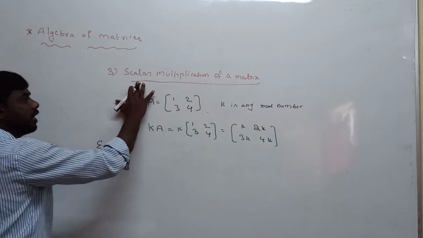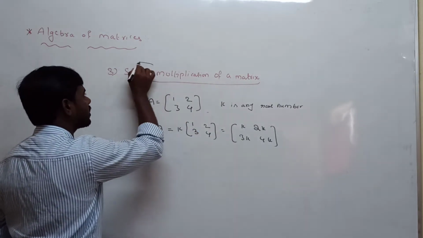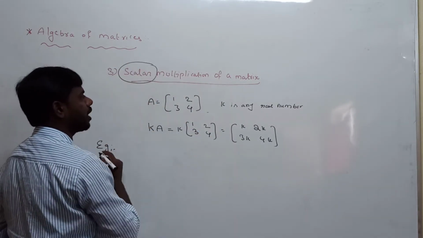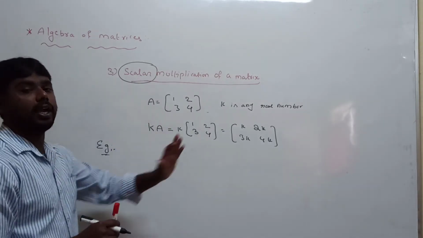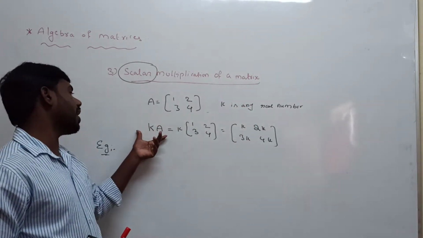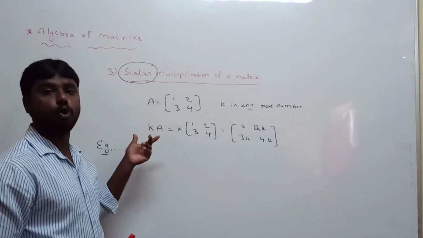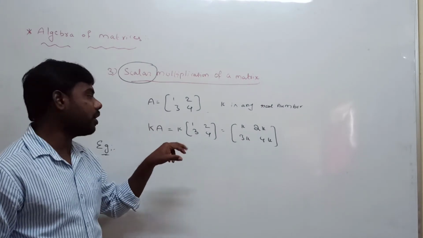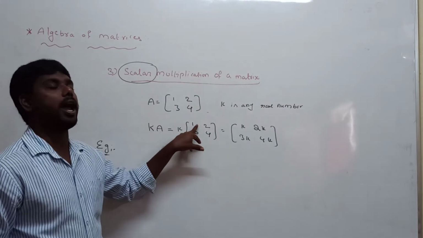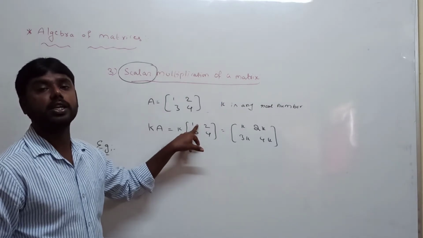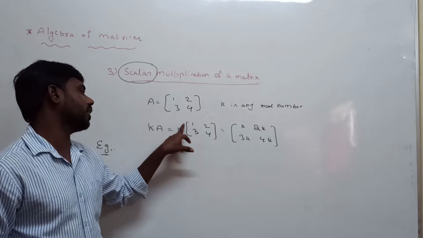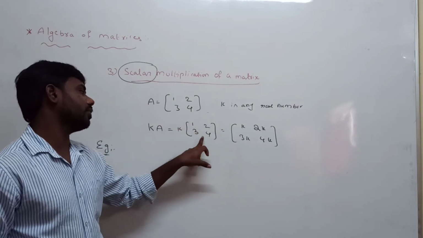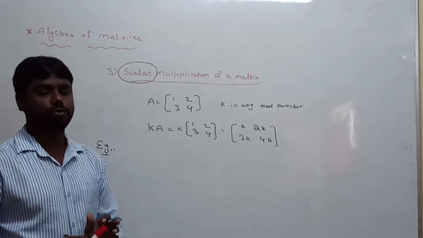What does the scalar multiplication of a matrix mean? A scalar is nothing but any real number or constant number. If A is a matrix and K is a scalar, then another matrix is KA. It is obtained by multiplying each element of A by a scalar. So K into 1 is K, K into 2 is 2K, K into 3 is 3K, K into 4 is 4K.